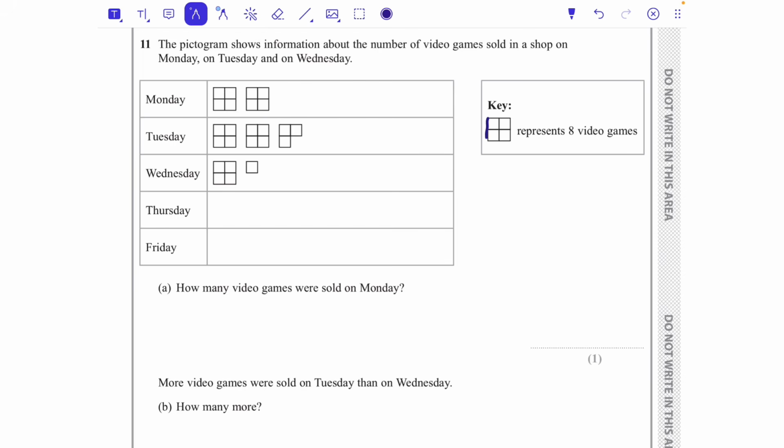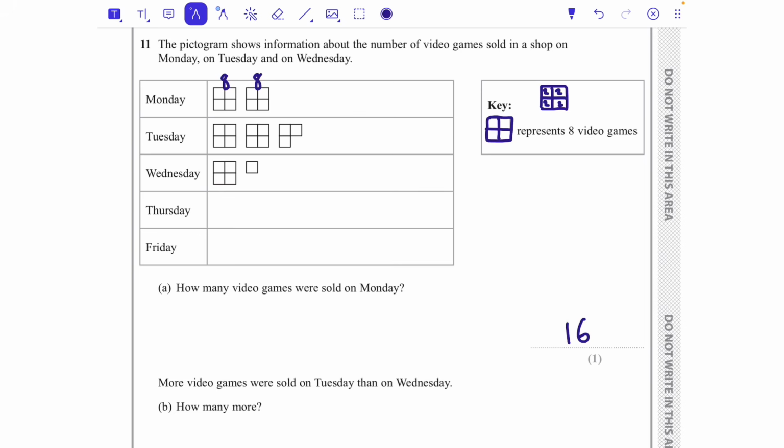So the key shows us that a square like this, split into 4 sections, is worth 8 video games. So we can work out that if this section is worth 8, if we divide it by 4, then each little section is worth 2. So that information is probably going to be helpful at some point, but on Monday we don't actually need that. We know it's 8 for this and it's 8 for this. So in total, 16 video games were sold on Monday. I'm just doing 8 add 8.